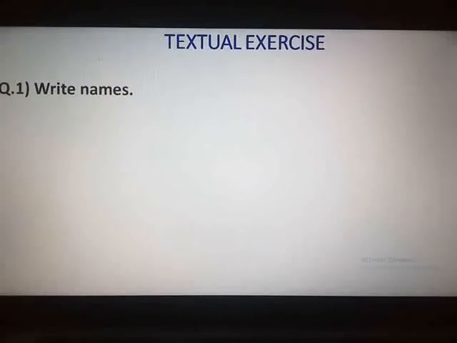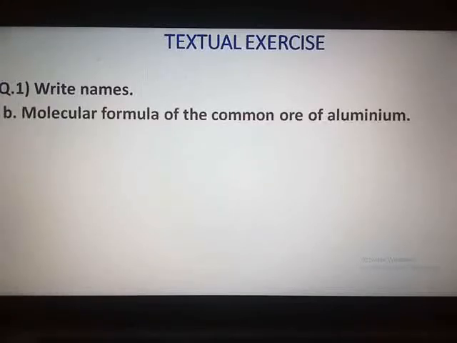Question number 1. Write names. You have to give the names, or in short you can say name the following. Here question number A is deleted because it is from the reduced part of the syllabus. Alloy of sodium with mercury. The answer is sodium amalgam, and that topic of amalgam on page number 108 they have removed from the syllabus. So we begin with question number 1B.